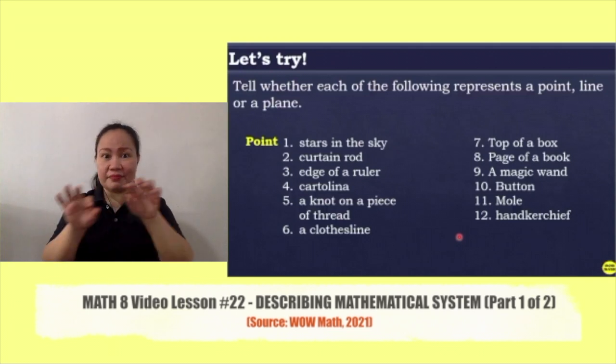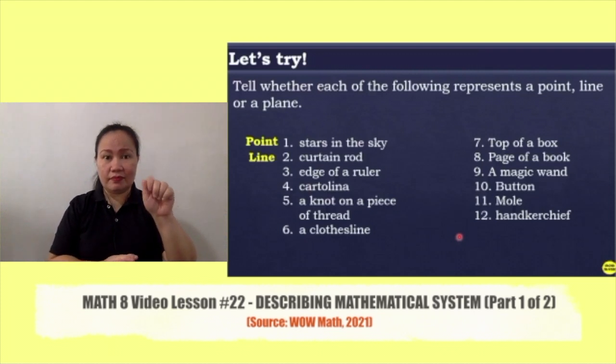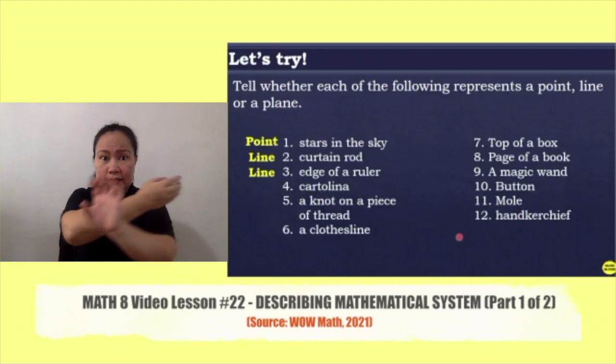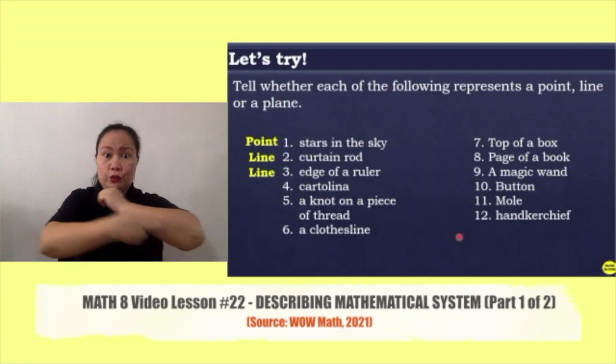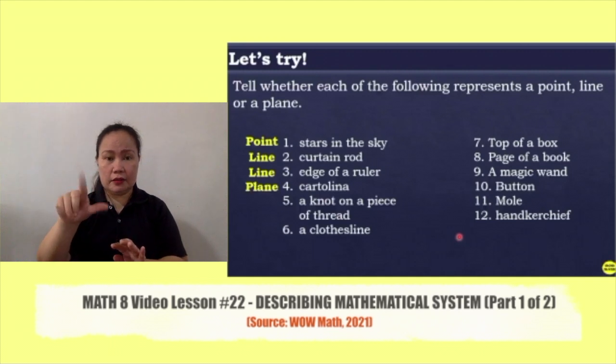If you will be looking at the sky, ang tingin natin sa stars, that is a point. Okay? A curtain rod, ito yung pinaglalagyan ng ating kortina. So, this is a line. The edge, okay, we have here the word edge. So, this is a line. A cartolina, it means one whole cartolina. So, this is a plane.